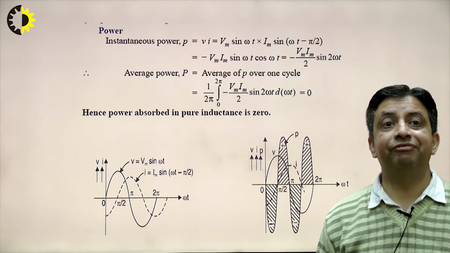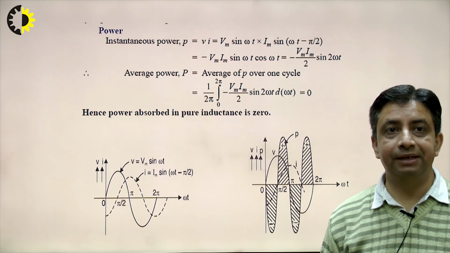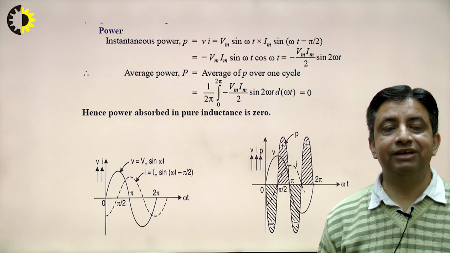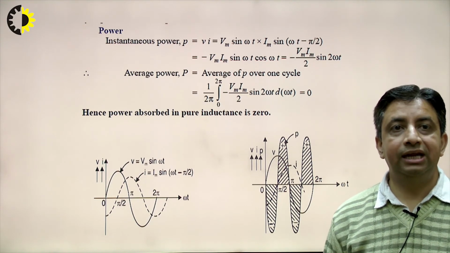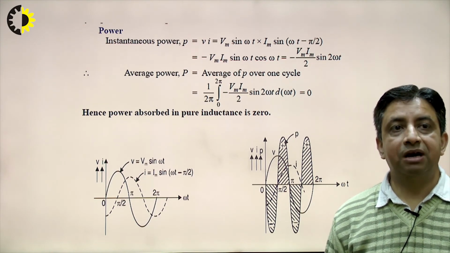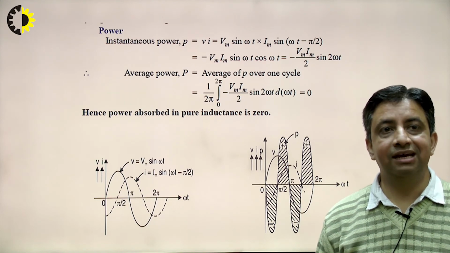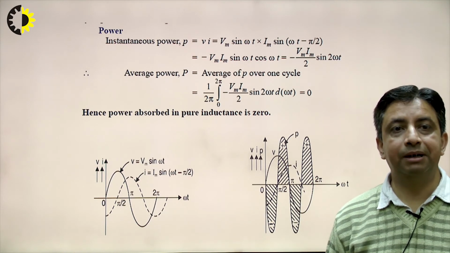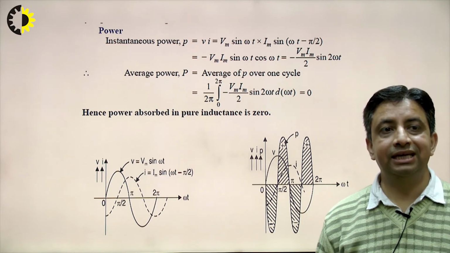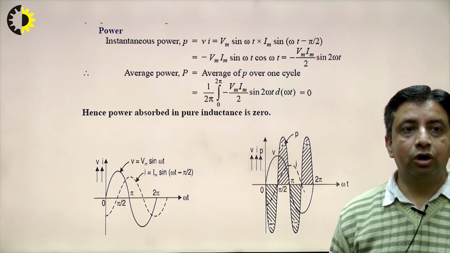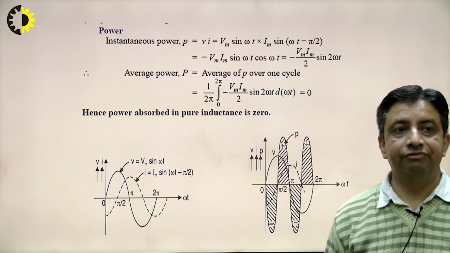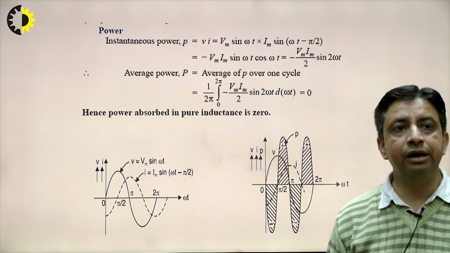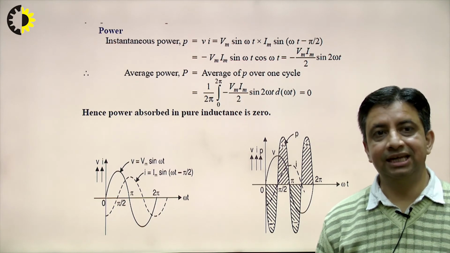Again, if we find out the average power over a complete cycle, it will come out to be equal to 0. Hence we can say that for a purely inductive circuit, the average power consumed over a complete cycle will be equal to 0. The same thing can be represented by the waveform also. You can see here in the first figure, I have drawn the voltage and current waveforms, where the current is lagging the voltage by an angle of pi by 2. Now, we know that power is the instantaneous product.